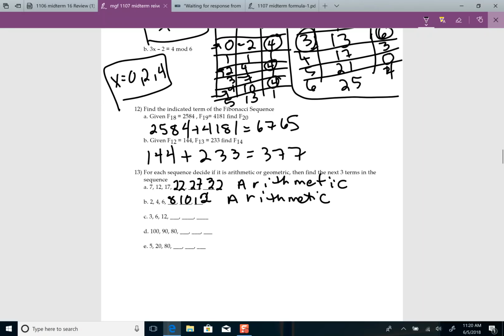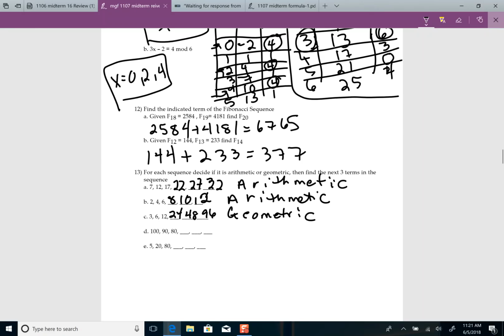Right. On C, 3, 6, 12. Okay, am I adding 3 or am I multiplying by 2? And that 12 tells me I'm multiplying by 2, so this one is geometric. So adding is arithmetic, multiplying is geometric. So multiply by 2 again, 24, by 2 again, 48, by 2 again, 96.